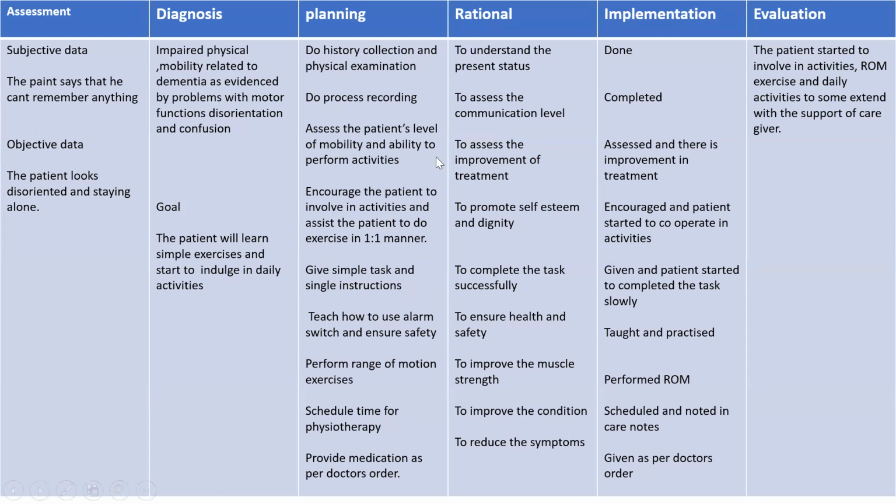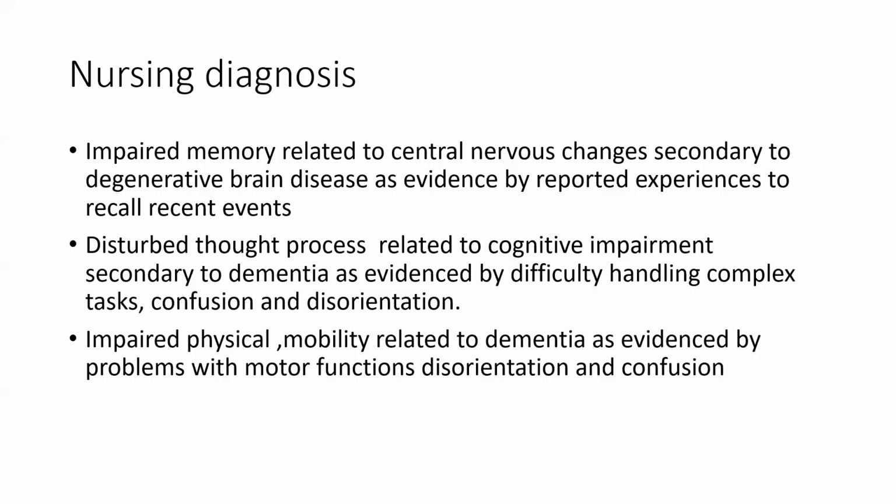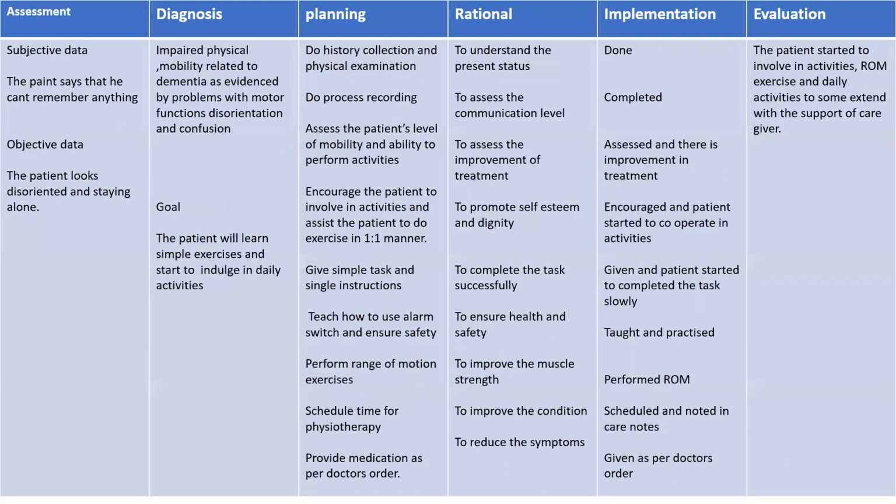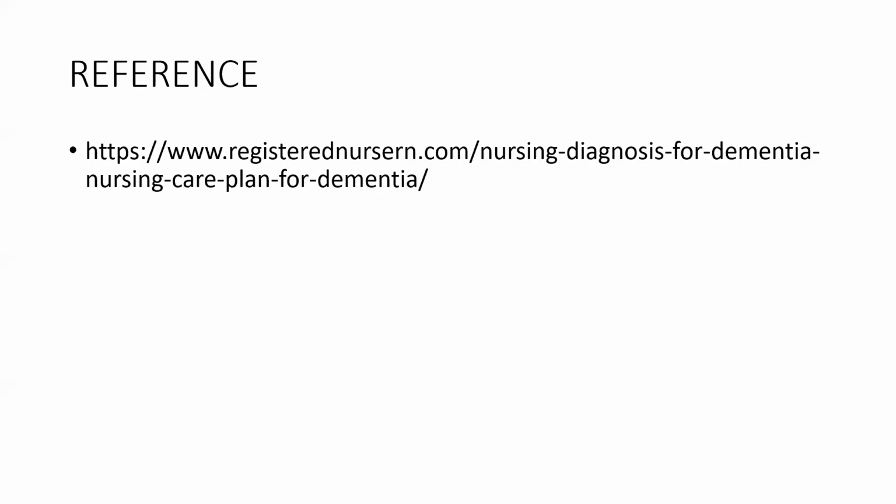So these are all the care plans which we can use in dementia in your exam. For impaired memory related to central nervous system changes, as evidenced by difficulty to recall the events, and disturbed thought process related to cognitive impairment, related to confusion, for these two things the same plans we can use. And the second one is for impaired physical mobility related to dementia, as evidenced by disorientation. So these are all the important care plans and nursing diagnoses which we can use for dementia. Okay guys, hope you understand.